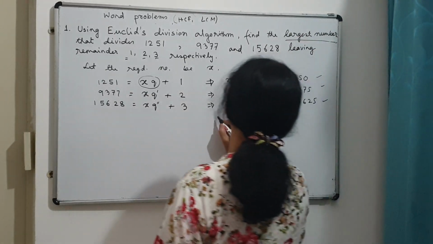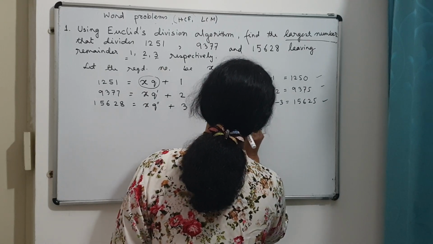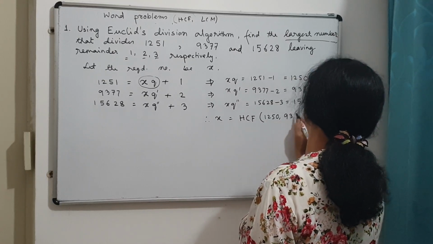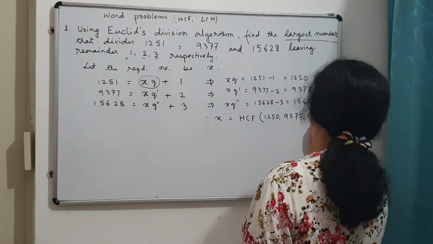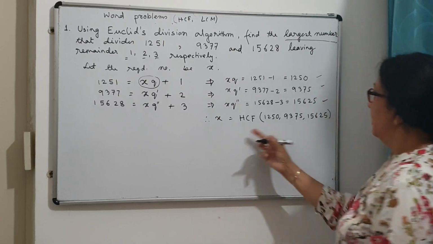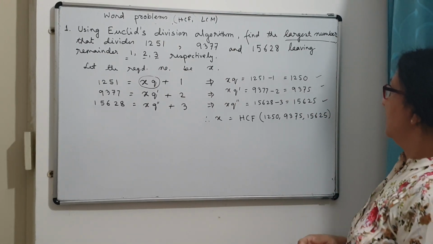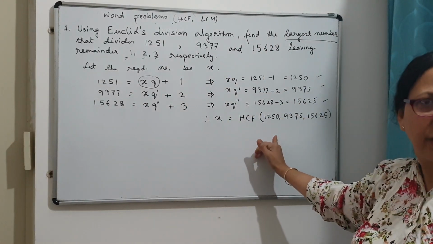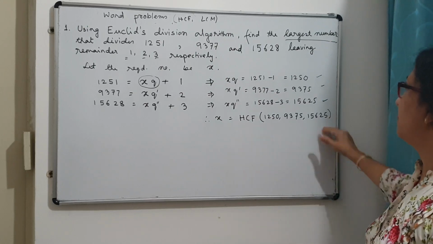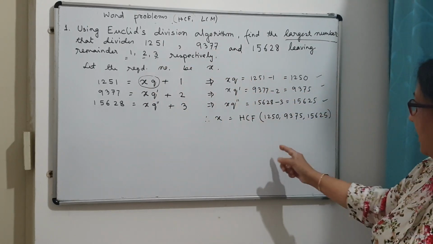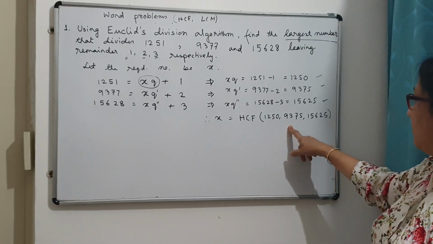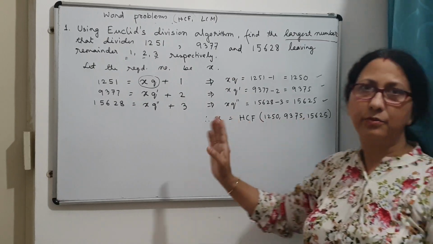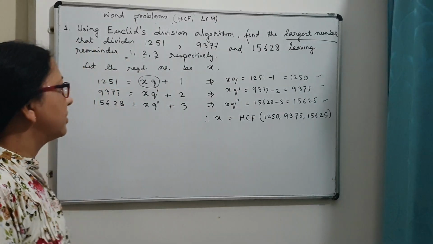So therefore x is the HCF of 1250, 9375 and 15625. So we have understood the question, and we have also found out the way we will solve it. Now you know how to do this by Euclid's division algorithm. First you find the HCF of any two numbers, then we find the HCF of the third number and the HCF of the first two numbers, that we have shown you in the previous class.